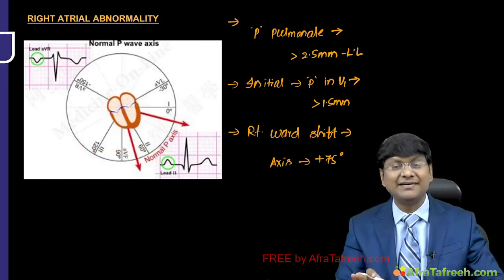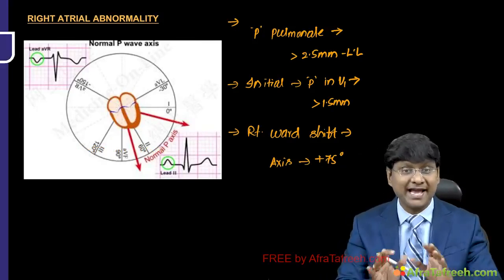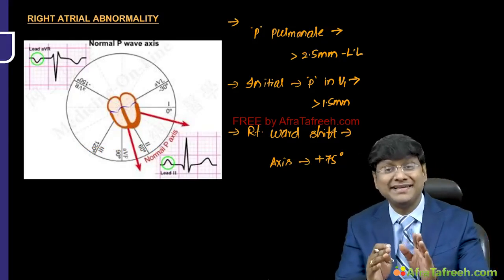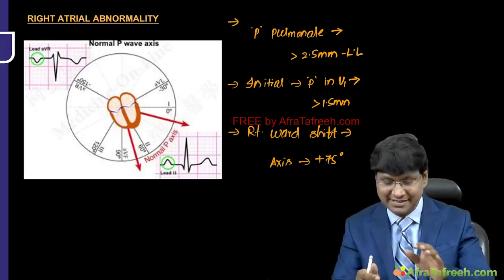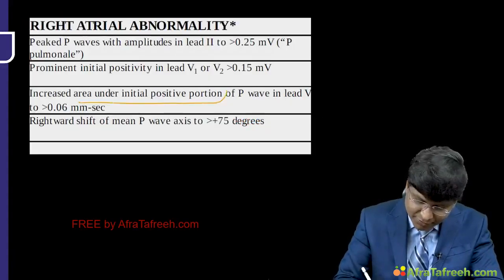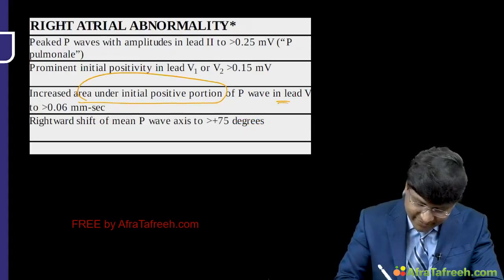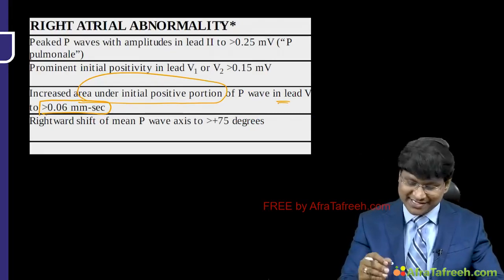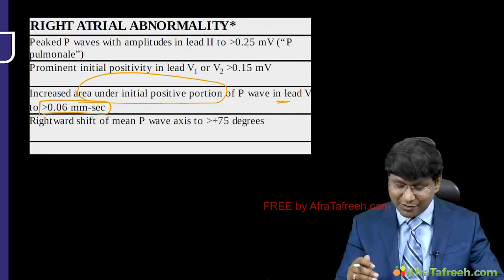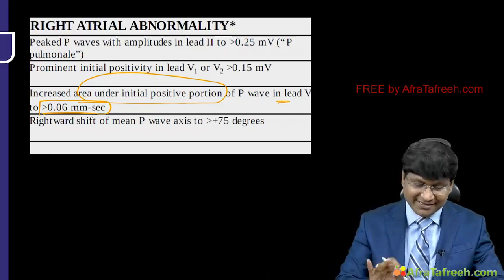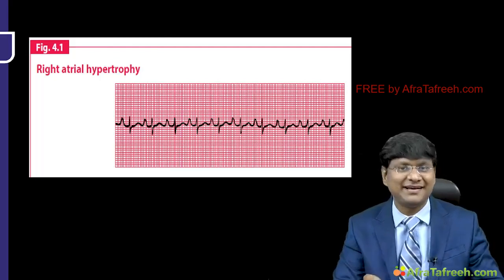So this is the criteria for right atrial hypertrophy. And one more important point: the area under the initial positive portion of the P wave in lead V1 will be more than 0.06 millimeter second. So this is the criteria for P pulmonale, or right atrial abnormality.